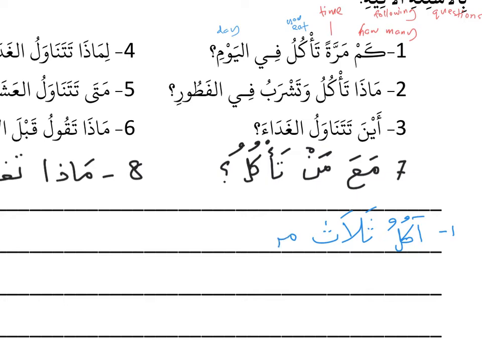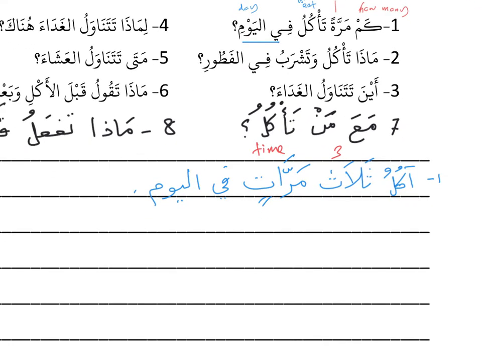and we need to put this in the jama form, and this is the jama for the word marra, marrat. Akulu thalatha marrat. I eat 3 times. Fil yaum, and you can just copy the rest of the question. Akulu thalatha marratin fi al yaum. That is the first question. If you want to say I eat 4 times, 5 times, 6 times, you just replace the word thalatha with the relevant numbers. Okay, that is the first one.